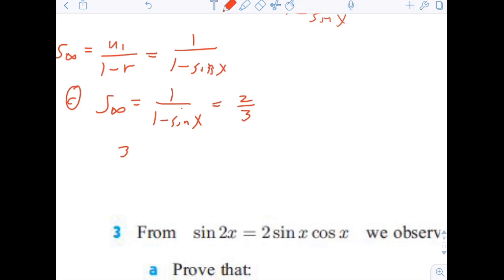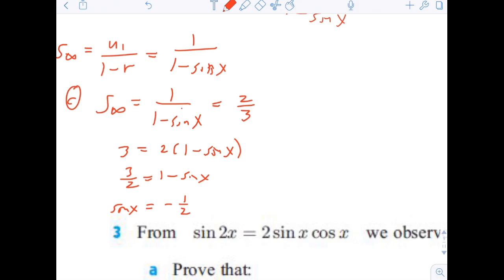So 3 equals 2 times 1 minus sine of x. Let's isolate the x now. We'll divide both sides by 2. 3 halves equals 1 minus sine of x. Let's put sine of x on the left to make it positive, and let's subtract 3 halves from both sides. We'll get negative 1/2. So sine of x equals negative 1/2.